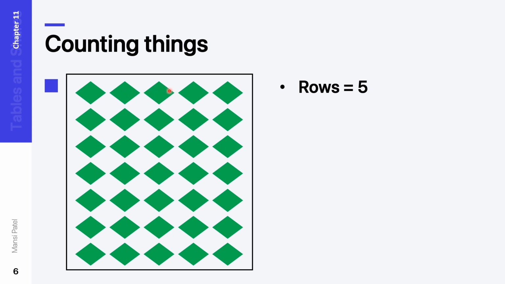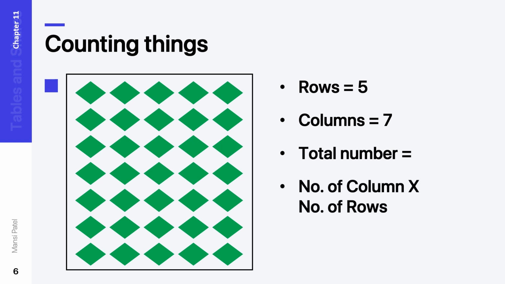1, 2, 3, 4, 5. How many columns are there? There are 7 columns: 1, 2, 3, 4, 5, 6, and 7. Now, what do you want to do? You have to find out the total number. Whenever you want the total number, you just multiply the number of columns by the number of rows.